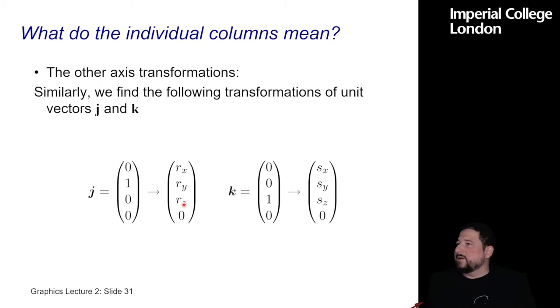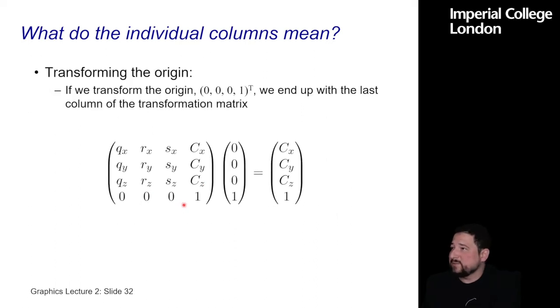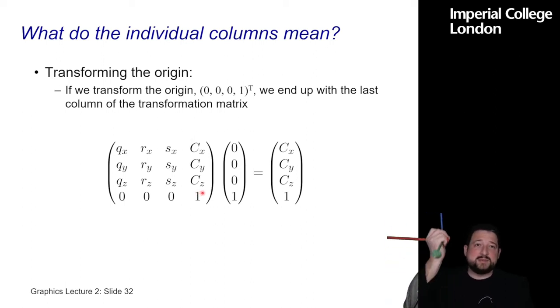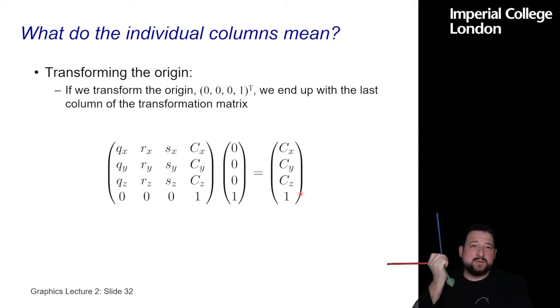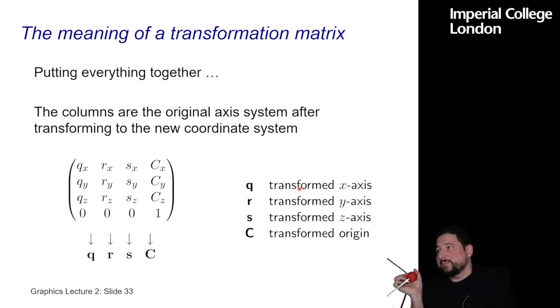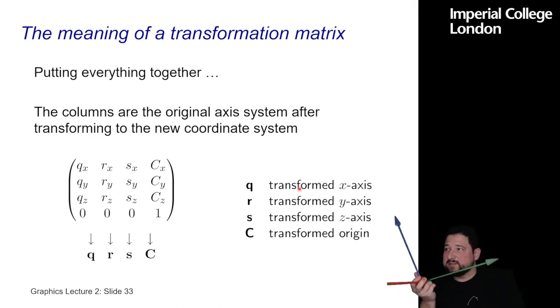So let's see. Okay, so this is just showing the transformations here, how I can apply this to my coordinate system. Okay, again, if I transform the origin by my transformation matrix, what I get is obviously the translation component of it, because this is what I just saw before, where I moved my new viewpoint, for example, to a new origin. So the columns are the original axis system after transforming.